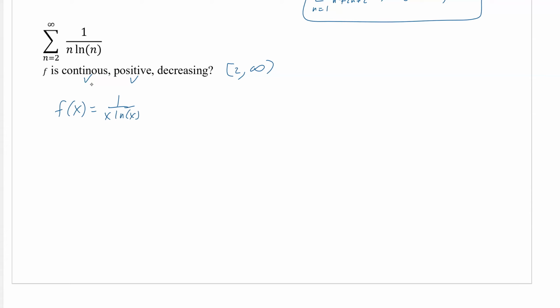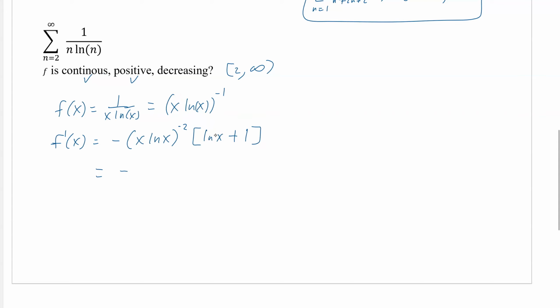ln of x. And then now we're just going to rewrite this. This is x ln of x to the negative 1. And we got to take our derivative. So f prime of x equals negative, and that's what we want to see, x ln of x to the negative 2, and then now a little product rule. So that would be derivative is ln of x plus, and then it would be 1 and 1 over x, which gives us 1. So we end up with negative, I'm just going to leave it that way, ln of x plus 1 over x ln of x. Again, it's decreasing, so check.